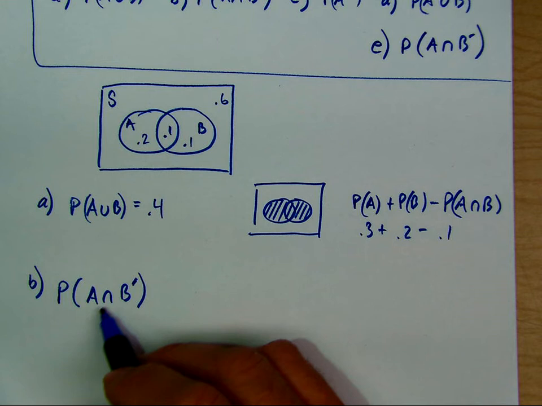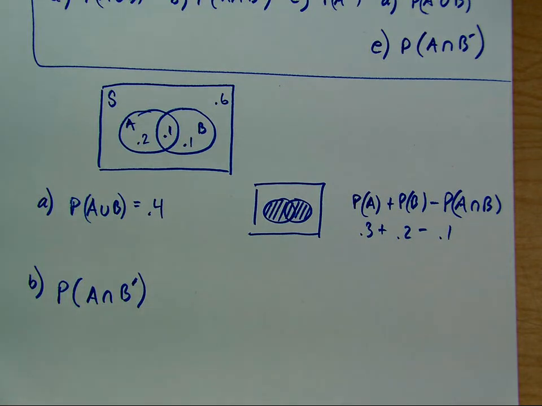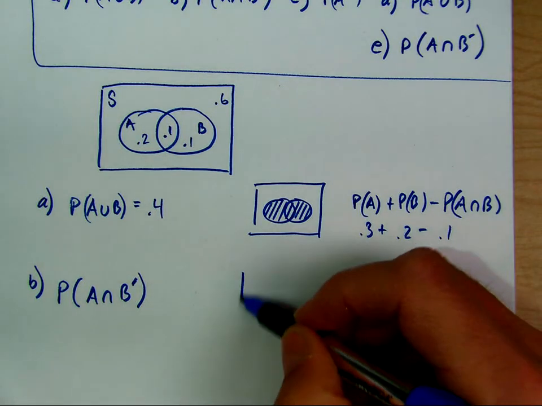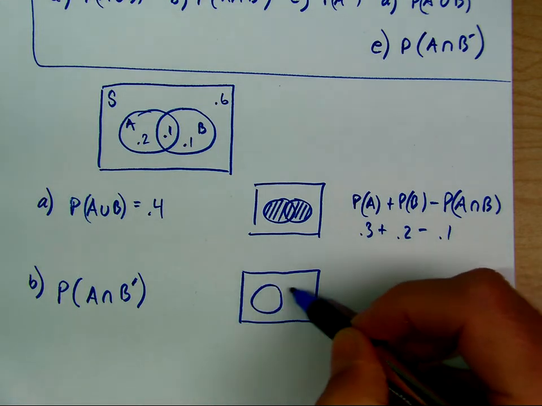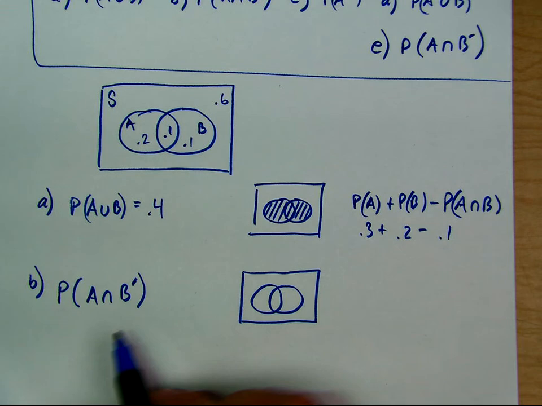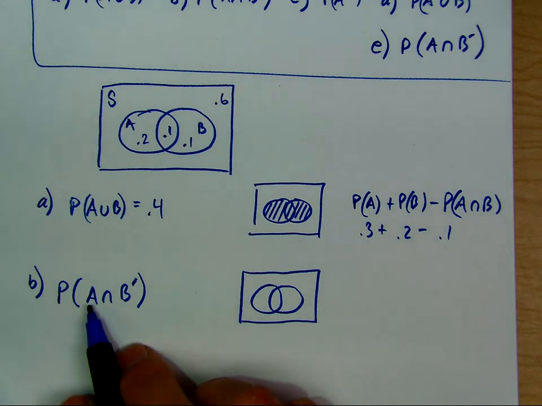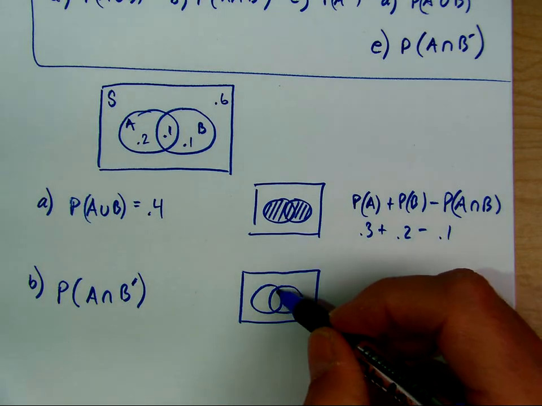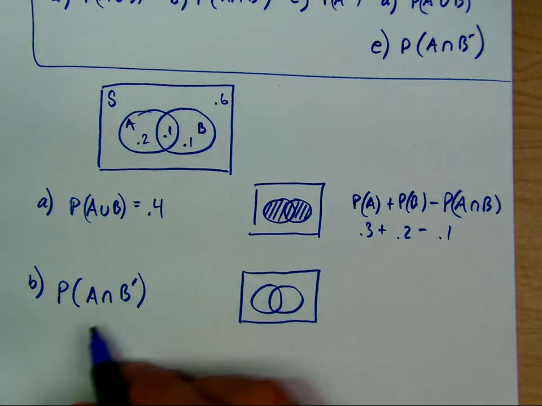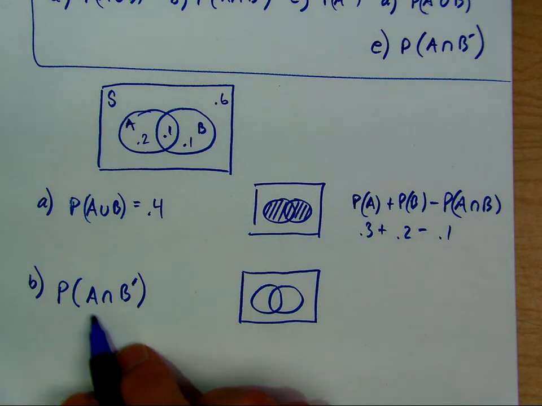A intersect the complement of B. So let's visualize that. We want everything that's in A and not in B. So if we shaded all of it, it's better to just do it all at once. In A and not in B.